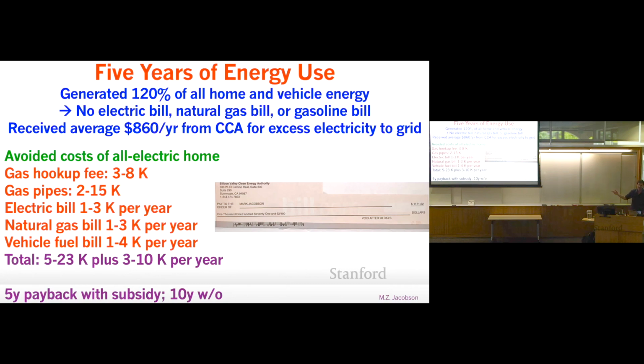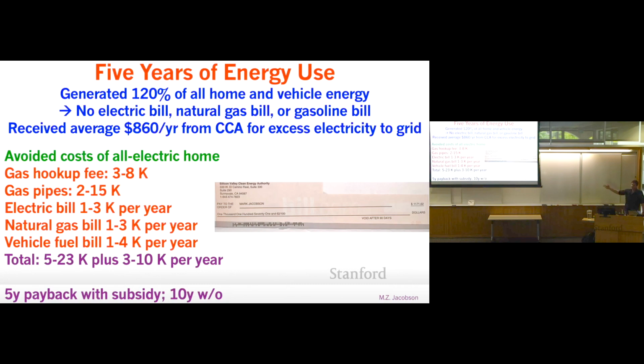PG&E was going to charge $6,000 just to hook up gas from the edge of the property to the property. And there's no reason for it except that they can do it. So that's a cost that was avoided, about $10,000 in pipes. This just shows typical ranges that people would save on these things, but the total is about $5,000 to $23,000 up front and $3,000 to $10,000 per year.